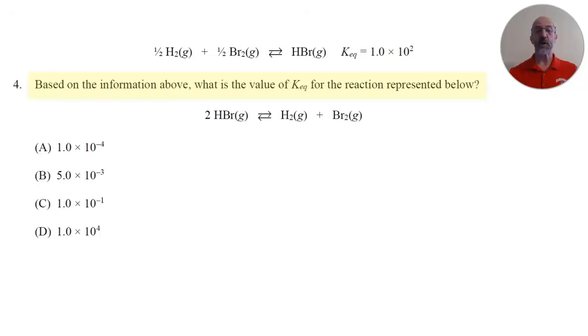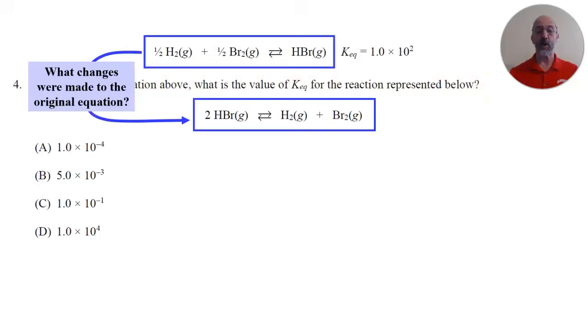So as we consider the original equation, which has coefficients of 1/2, 1/2, and 1 from left to right, and then this modified equation, which has coefficients of 2, 1, and 1, we can see that most likely the coefficients were multiplied by 2. But you also notice that the HBr shows up on the right in the original equation, and now the HBr shows up on the left in the modified equation. So the answer, what changes were made to the original equation, is the following.